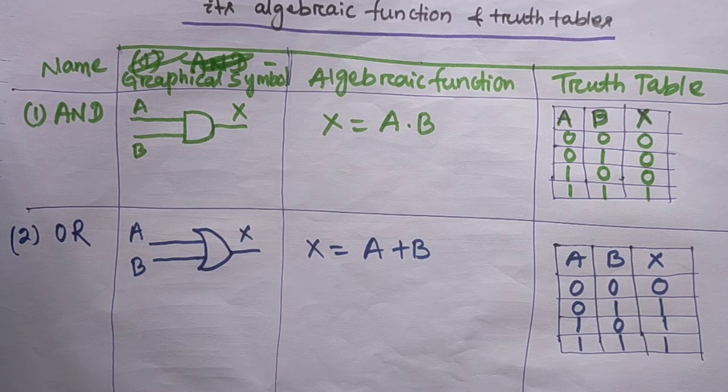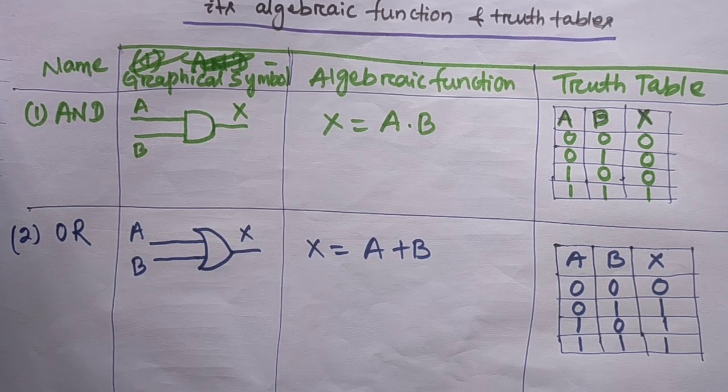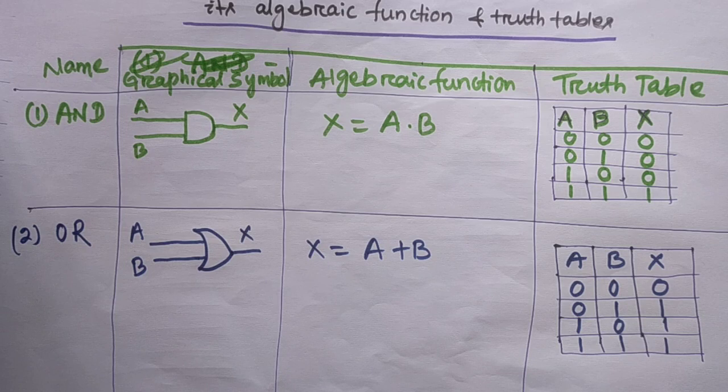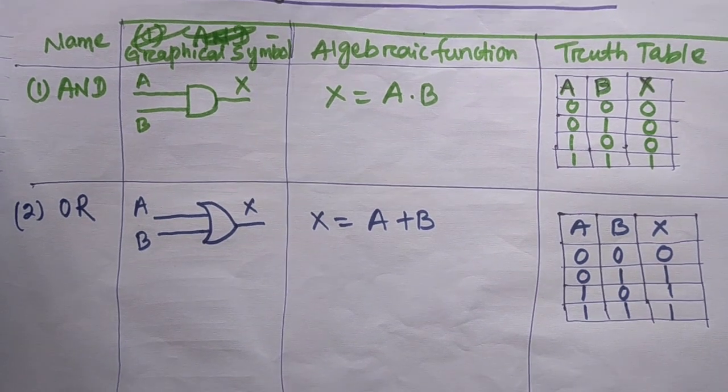I have already told you that logic gates provide the output as either 0 or 1 based on the values of the inputs. So whenever we go through this particular algebraic function of the OR gate, the truth table is designed in this way. This is the OR gate.